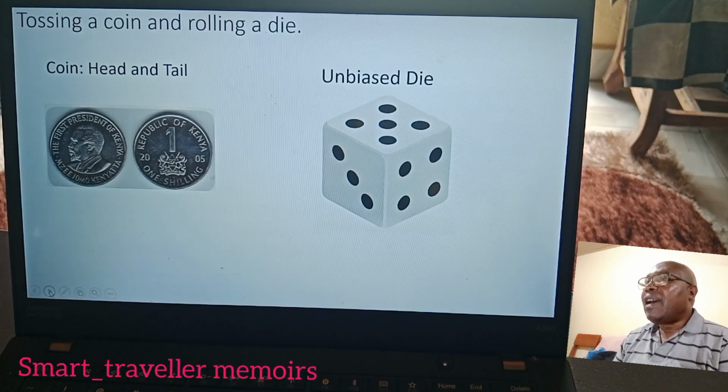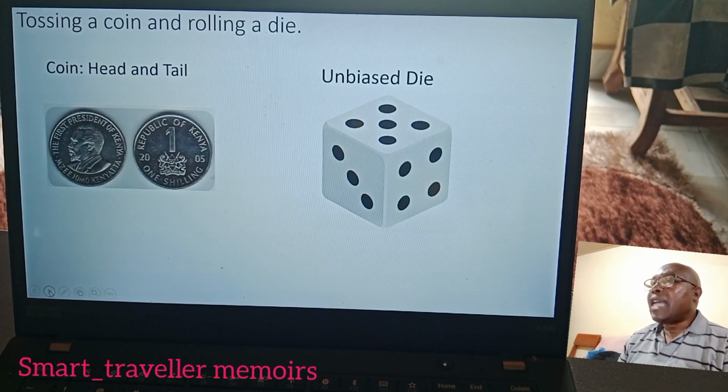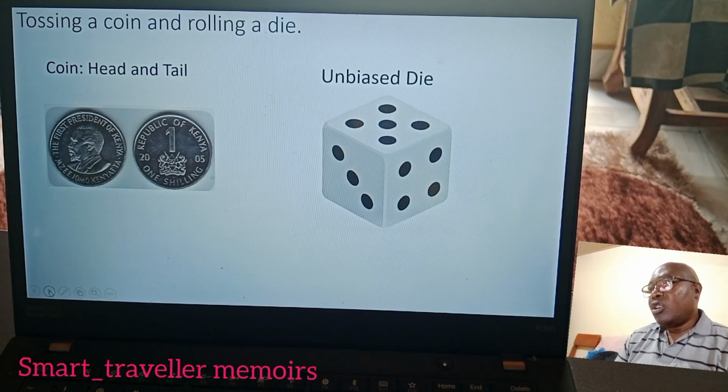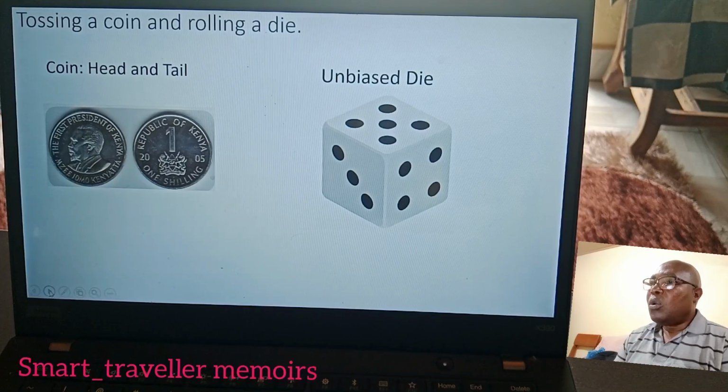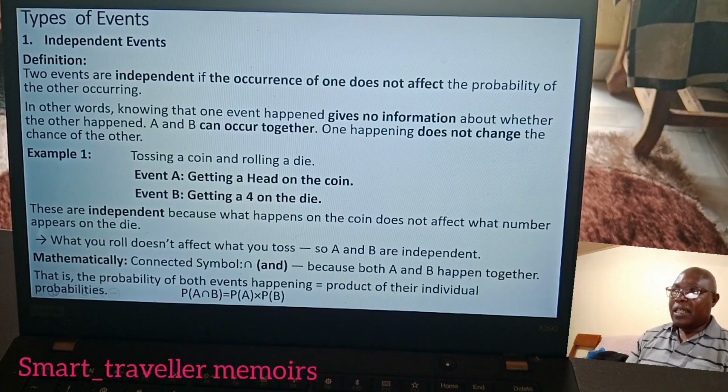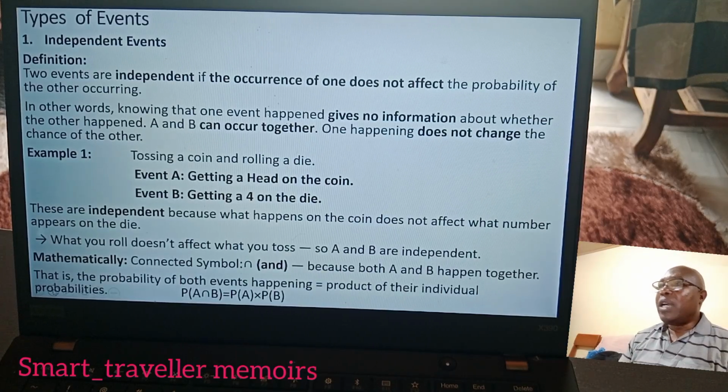On the other side, we have a die, which is an unbiased die. That is, when you throw it up, it can land on any side. We are showing the sides 1, 2, 3, 4, 5. And you can also see the sides 1, 2, 3, and 3, 4, and 5. So you can see the other sides are 1, 2, and 6.